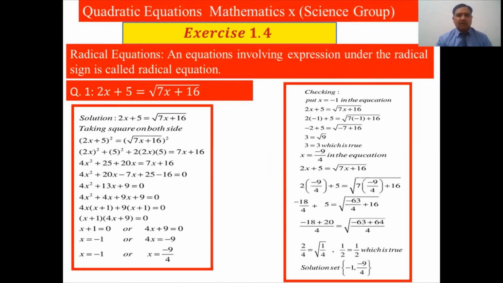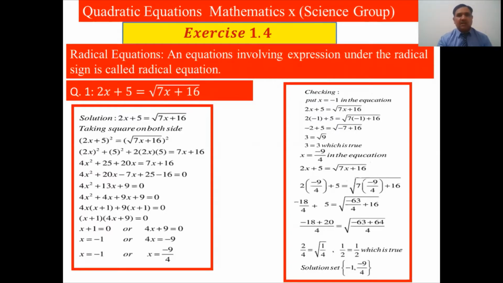So how can we solve radical equations? There are different types of radical equations. First we are going to start with the first type of radical equation. In this type, the left or right side of the equation has a radical sign. Here the right hand side is with a radical sign, and the left side is without a radical sign. We have to remove the radical sign. How can we remove it? We just have to take the square on both sides.